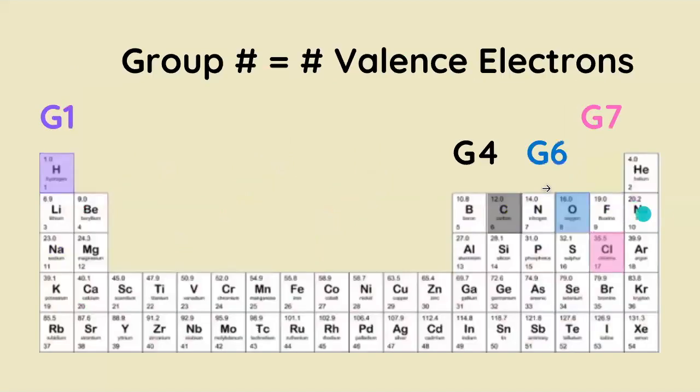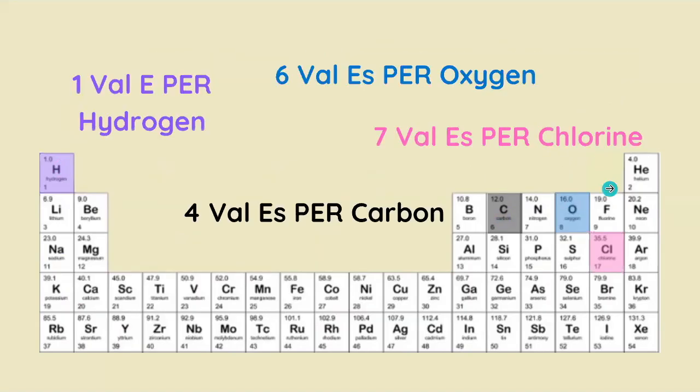It just so happens that the group to which an element belongs tells us exactly how many valence electrons a single atom of that element has. So if hydrogen is in group 1, carbon in group 4, oxygen in group 6, chlorine in group 7, that means that a single hydrogen will have 1 valence electron. A single carbon will have 4, a single oxygen will have 6, and chlorine 7.